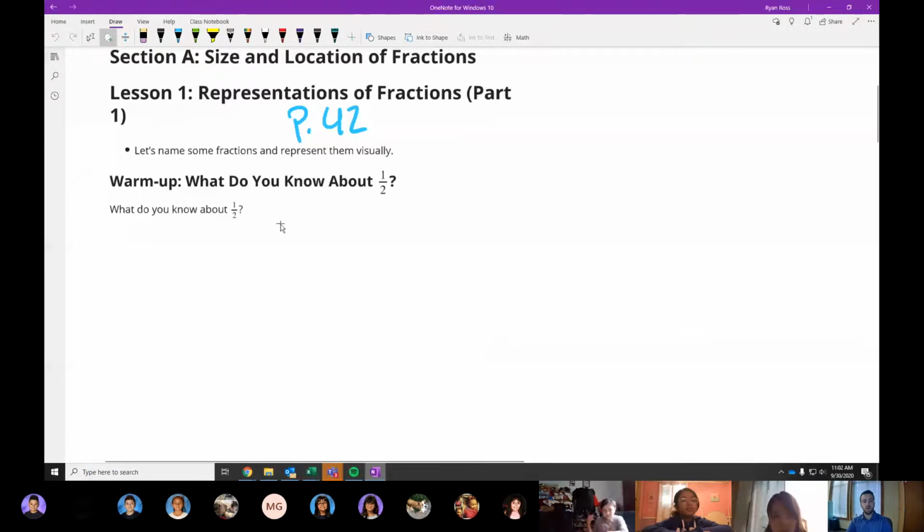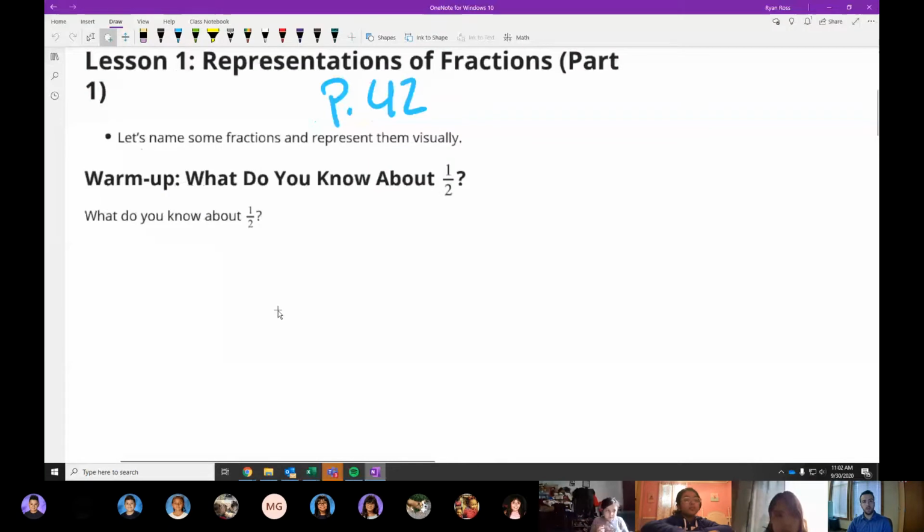What do you know about 1/2? And what I want from you is thinking about, how does 1/2 relate to 1? Is it bigger than 1? Is it less than 1? Where do you see 1/2 in the world around you? What does 1/2 mean? Anything that's related to a half.